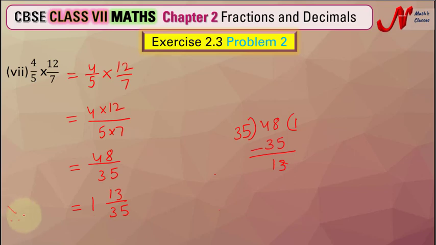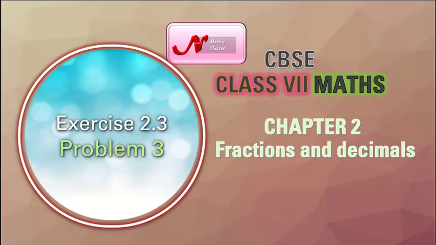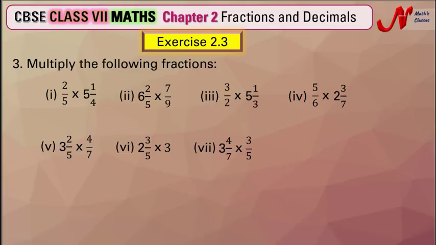Therefore 4 by 5 into 12 by 7 is equal to 1 13 by 35. Now we solve the exercise 2.3 problem 3. In problem 3 it is given to multiply the following fractions. Total 7 bits are given in this problem.